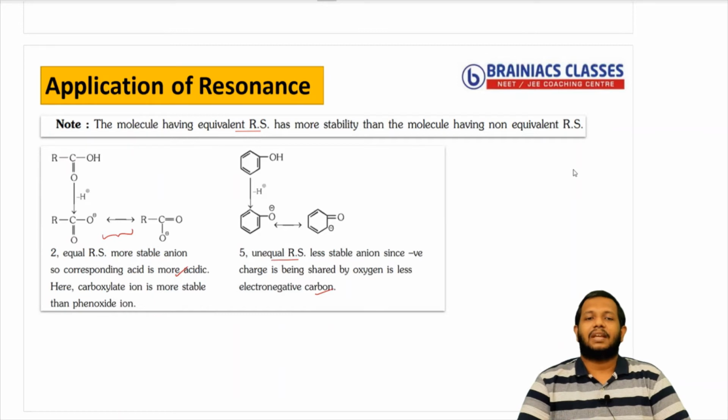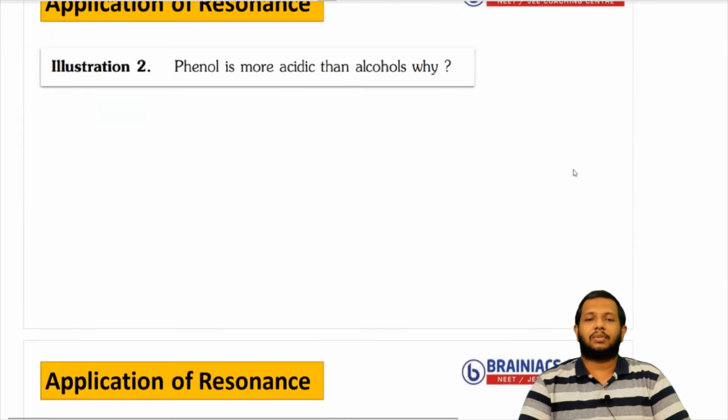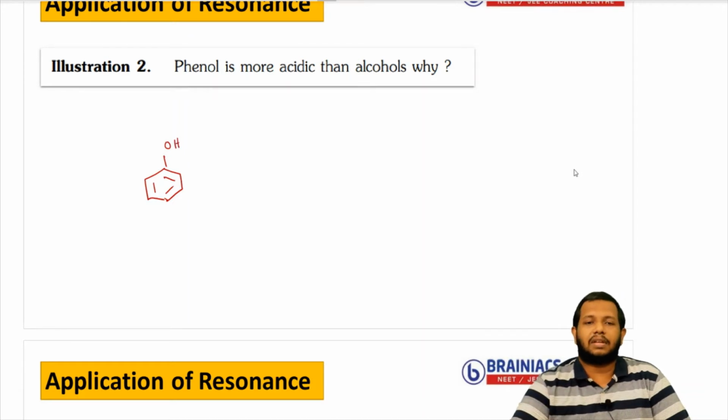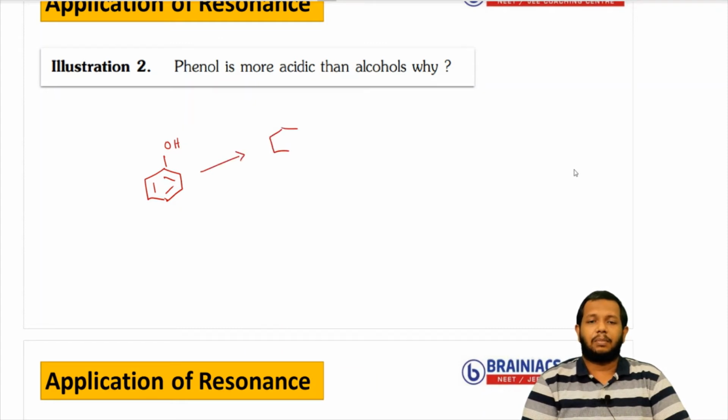Okay. Now let's come to the next one. Why is phenol more acidic than alcohols? Phenol, as we have just seen here, is benzene with an OH group on it, correct? So that is basically phenol. Now we know that phenol, after donating the H plus, will become the phenoxide ion, something like this, O minus and H plus.